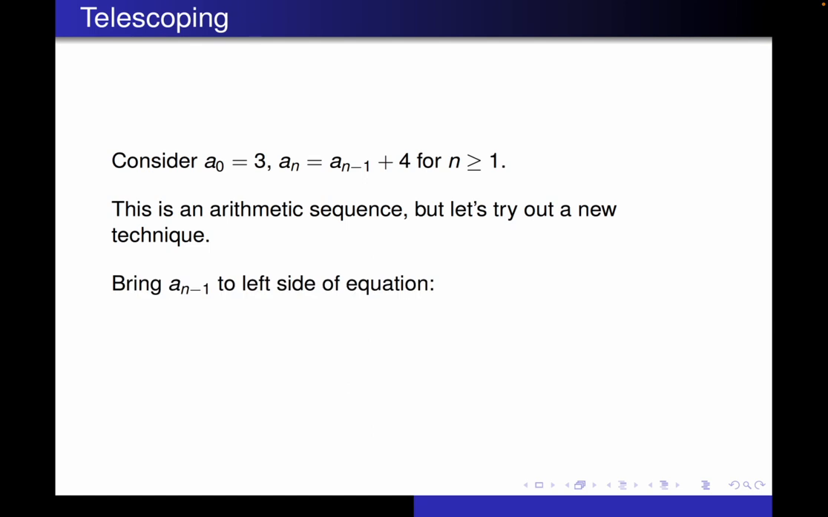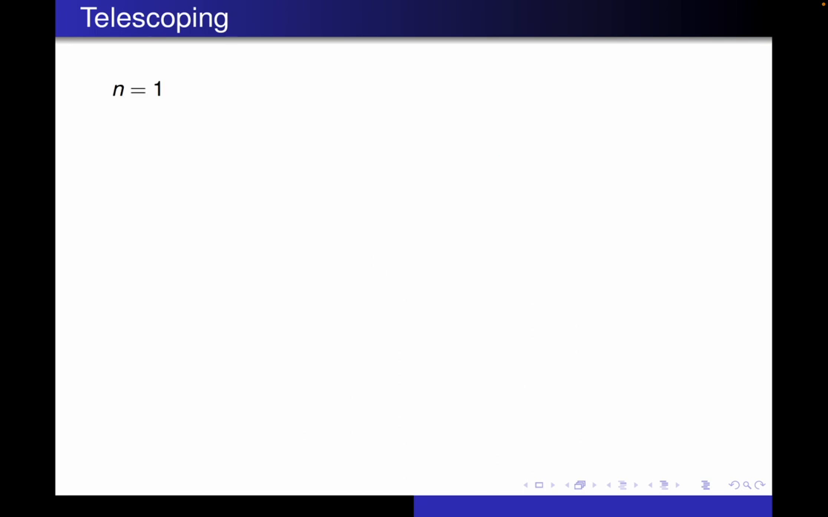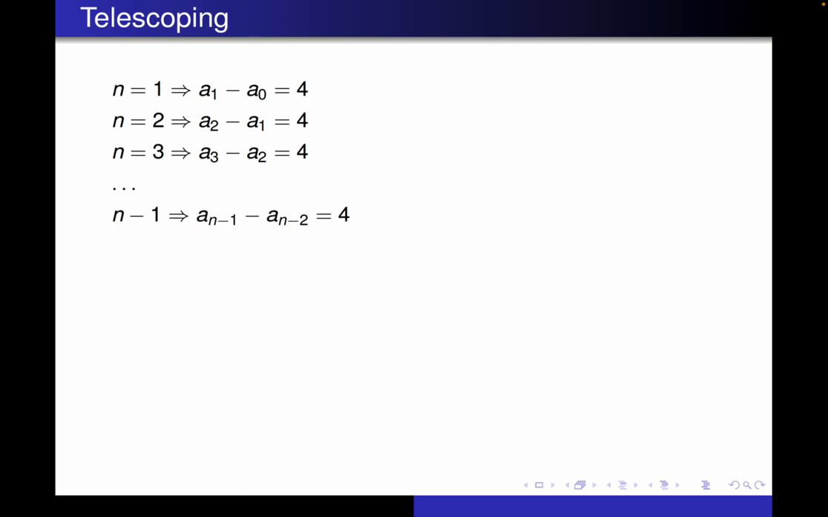So instead of finding patterns like we did before, we're going to bring the an minus 1 over to the left side of the equation by subtracting it from both sides. We get an minus an minus 1 equals 4. And then we're going to list some of these equations for different values of n. So if you have n equals 1, you have a1 minus a0 equals 4. If you have n equals 2, you have a2 minus a1 equals 4. If you have n equals 3, you have a3 minus a2 equals 4. You keep on going. Your second to the last one is going to be n minus 1. That is an minus 1 minus an minus 2 equals 4. And then here's what it looks like for n: an minus an minus 1 equals 4.